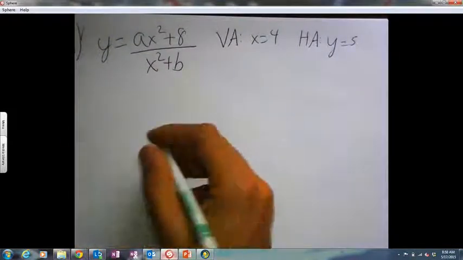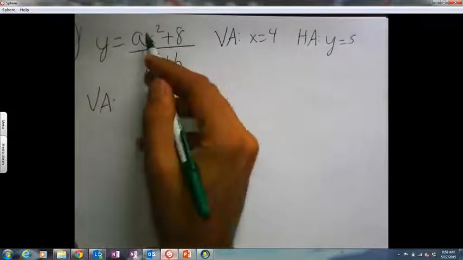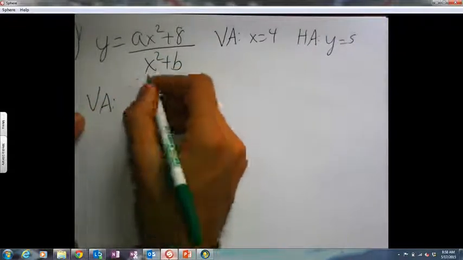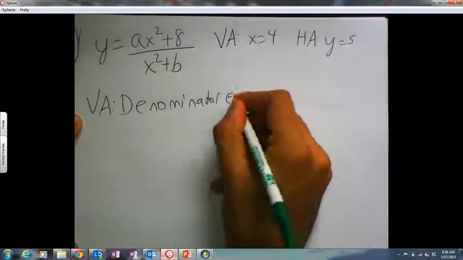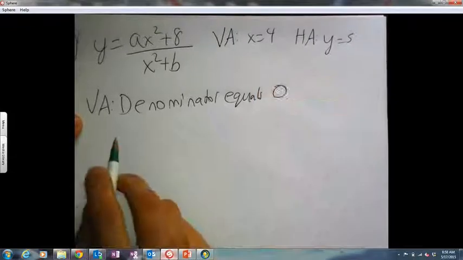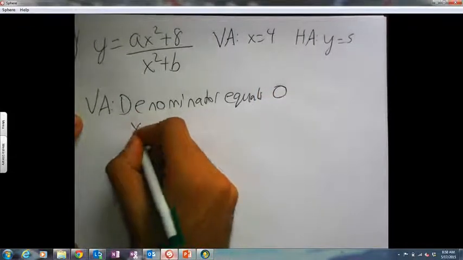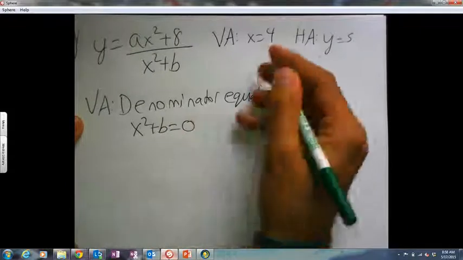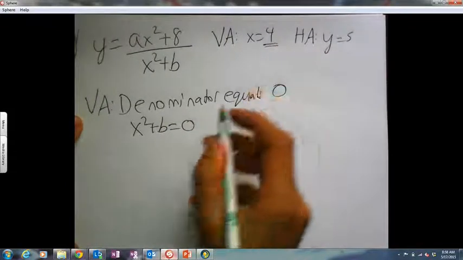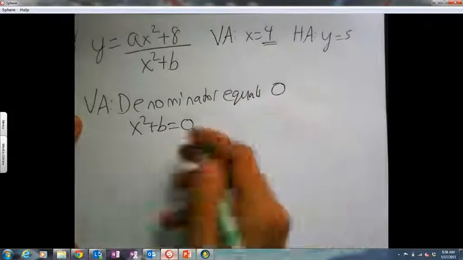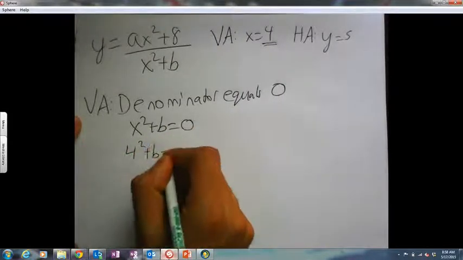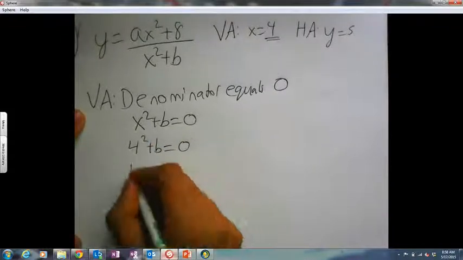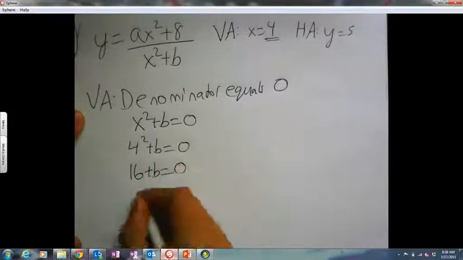So there we are. A vertical asymptote, and it asks us to find a and b. Vertical asymptote is where the denominator equals 0. So that means we know that x squared plus b equals 0 when x is 4. Right? So when x is 4, downstairs has to be 0. That's what we mean by a vertical asymptote. So 4 squared plus b equals 0. 16 plus b equals 0. b equals negative 16.